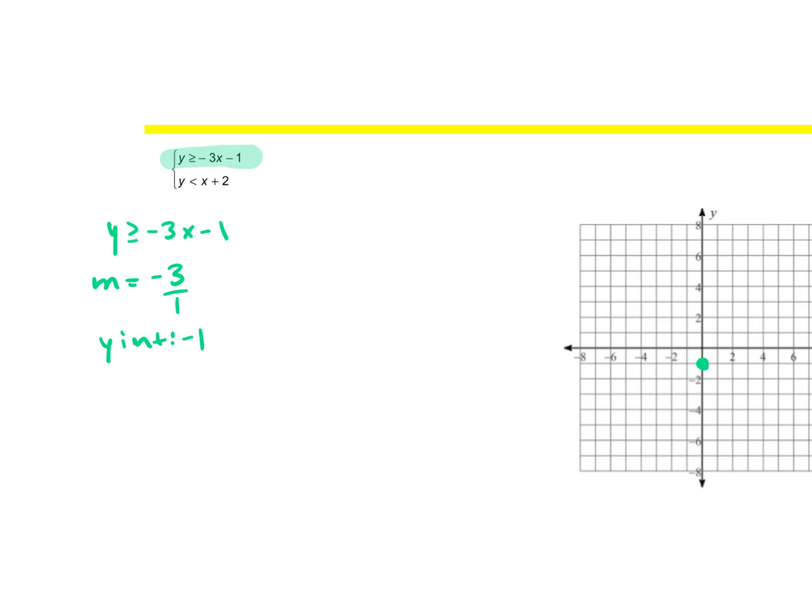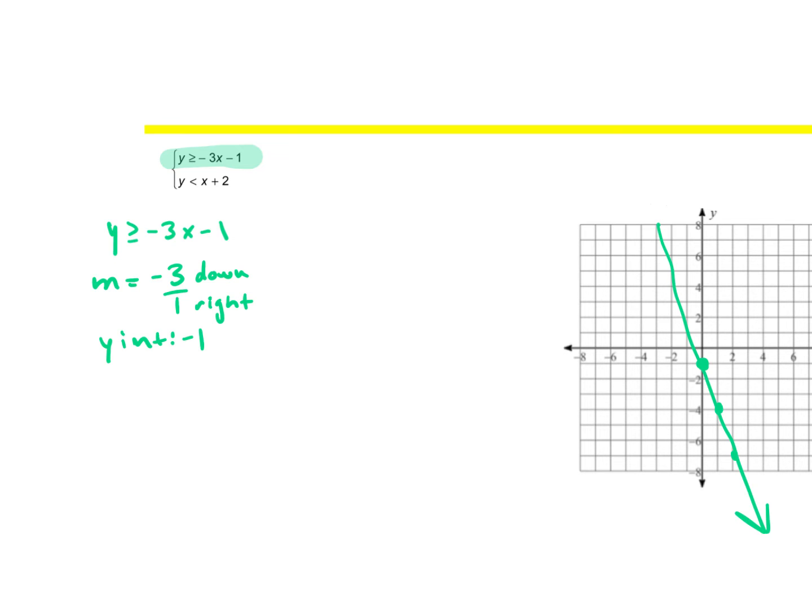And then how do I do the slope of -3/1? Always go to the right. So down 3 to the right 1. Down 3 to the right 1. Do I connect these with a solid line or dotted line? Solid line.